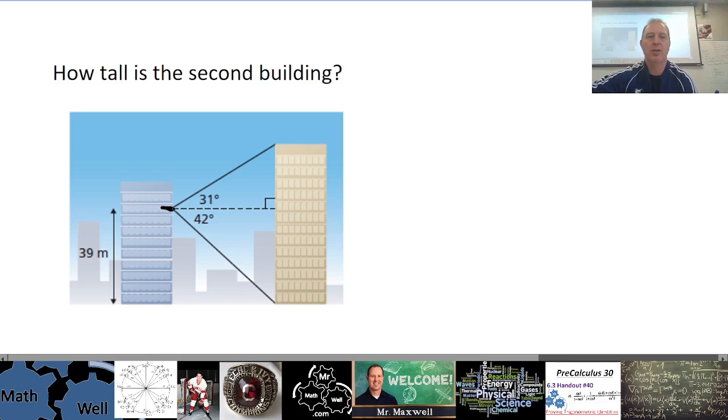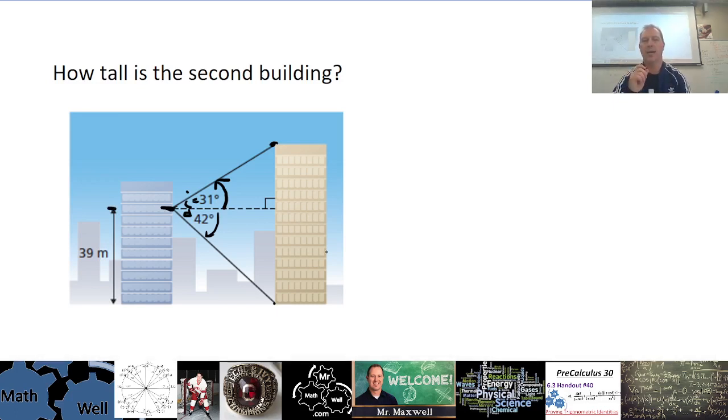And so from this person looking up at the top of the next building is a 31-degree angle of inclination. And from the same point, the base of the building is at an angle of depression of 42 degrees. And this person is exactly 39 meters above the ground. So go ahead and see if you can solve this problem exactly the same way that we solved the last one.